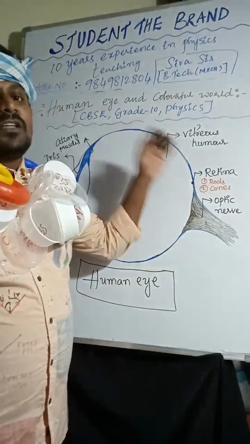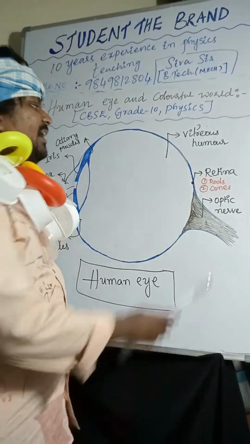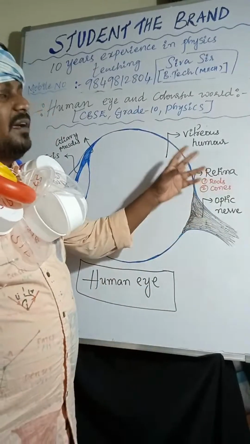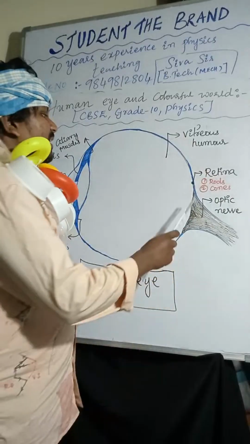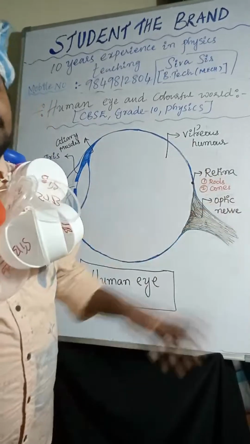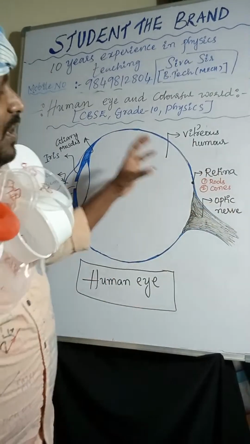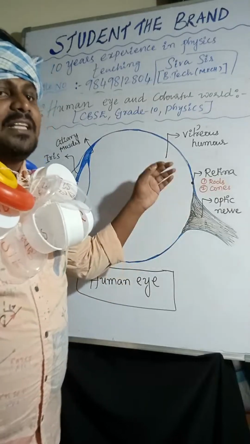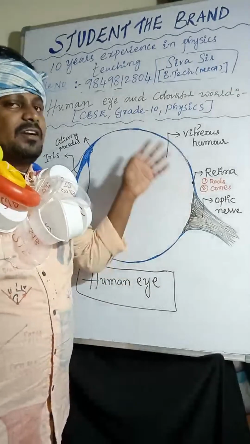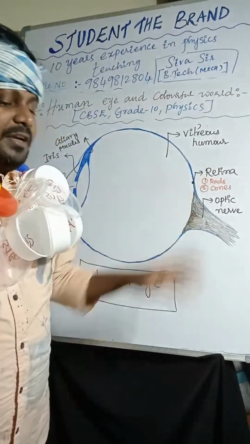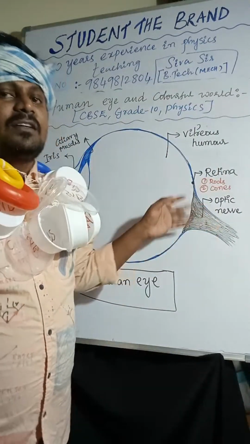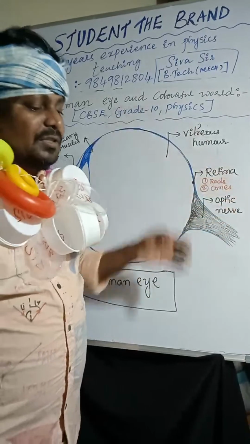Coming to rods and cones. Rods sense the intensity of the light. Cones sense the color of the light. Then the optic nerve: whatever image is forming at the retina will be converted into electrical signals that pass to the brain through the optic nerve. The optic nerve carries the electrical signals to the brain.